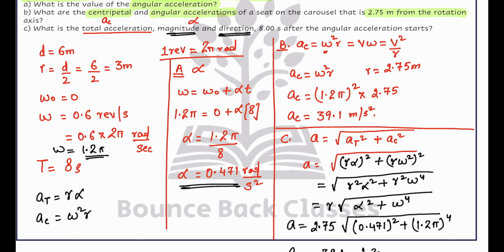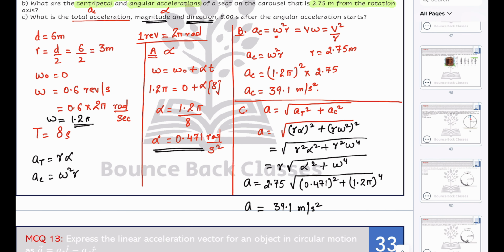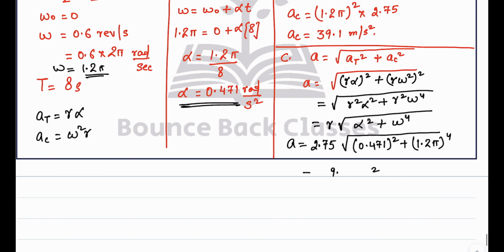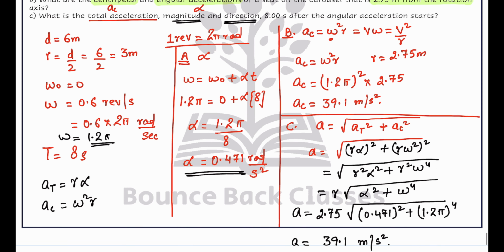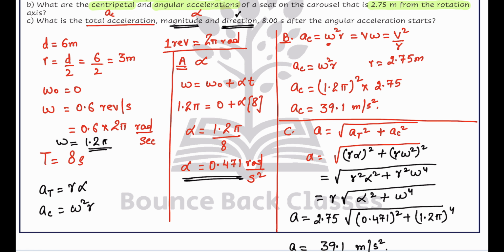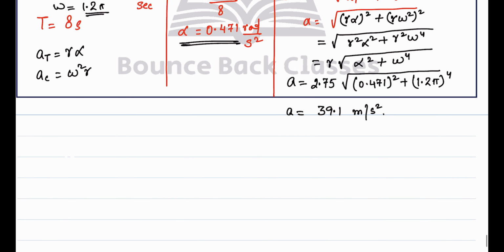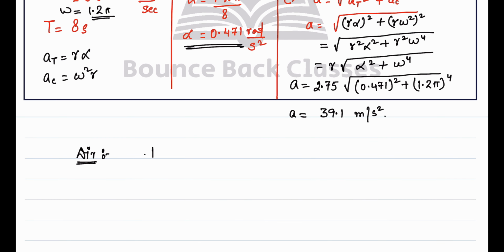Okay, this is something very important. Let me add a page for you. Now, I will write it here for you again. The answer of A equals 39.1 meters per second square. Okay, fine. Now the last and the major thing, the direction. How to find out the direction? Very simple thing. In case of direction, you have to apply this rule.